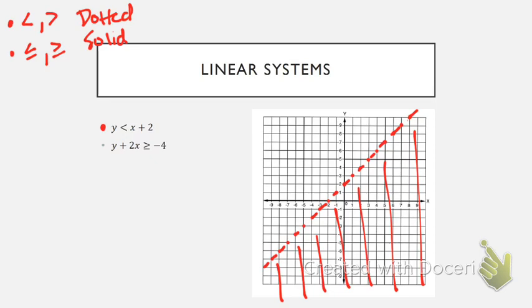I'm going to do the other line in blue. But in order to graph this, I need y to be by itself. So we need to move this over. So it's y is greater than or equal to negative 2x minus 4. Again, we just need to be in y equals mx plus b. So just move that 2x over. So I have a y-intercept at negative 4.